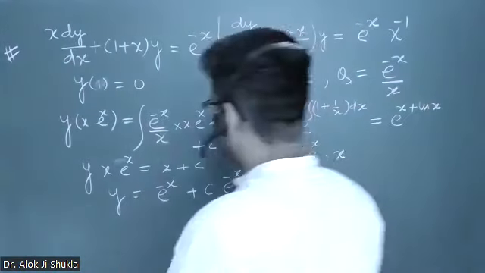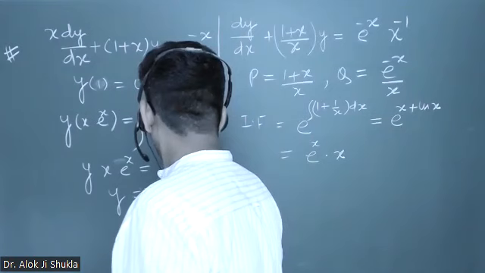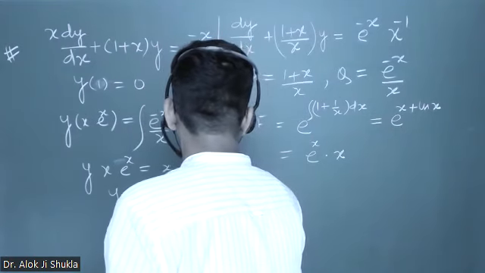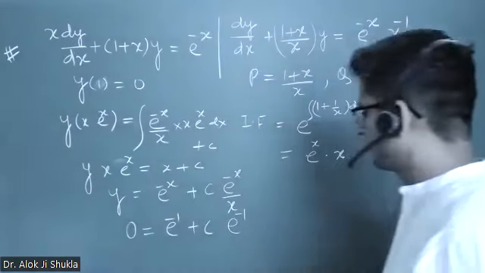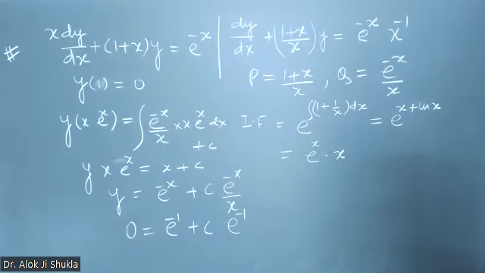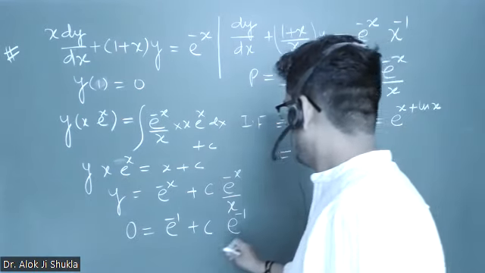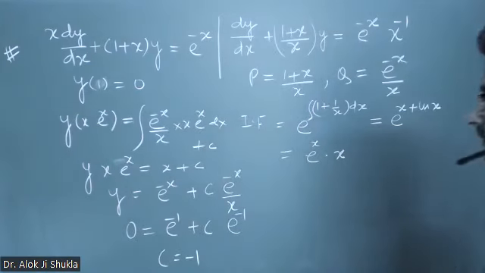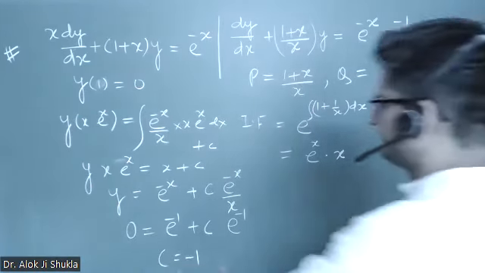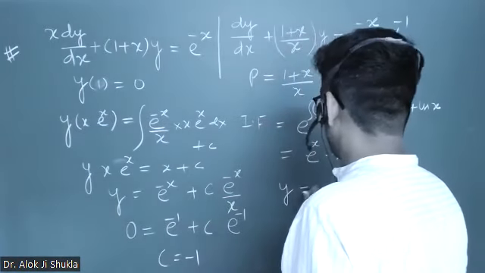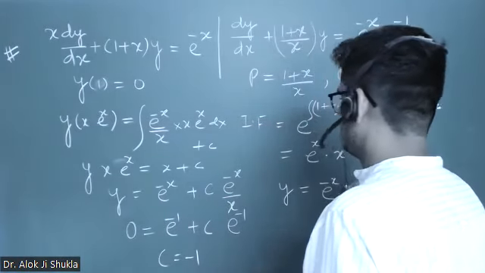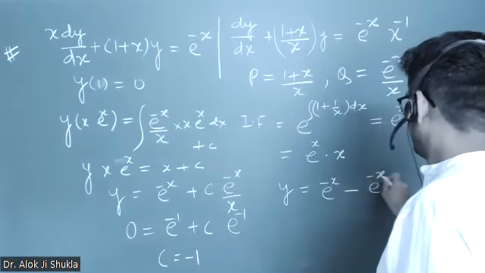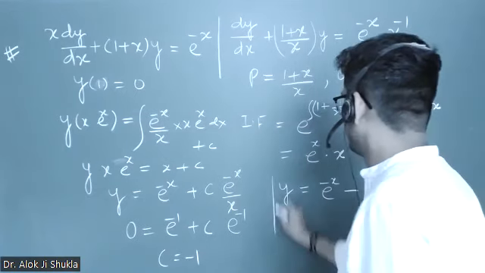So just put y(1) is equal to 0. So it will be 0 is equal to e to the power minus 1 plus c e to the power minus 1. Is it correct? Yes, sir. So c will be equal to minus 1. So put it here. Your solution will become y is equal to e to the power minus x minus e to the power minus x over x. So this is your solution.